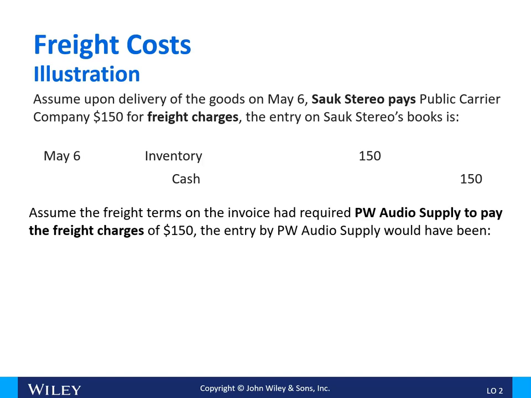If the freight terms were FOB destination instead of FOB shipping point, PW Audio Supply, the seller, would have to pay the freight charges of $150. When the seller pays that, their entry would be freight out or delivery expense. So they're going to record an operating expense for that $150 and credit cash. So the seller records it as an operating expense. The buyer, when they pay the freight charges, records it as part of inventory.